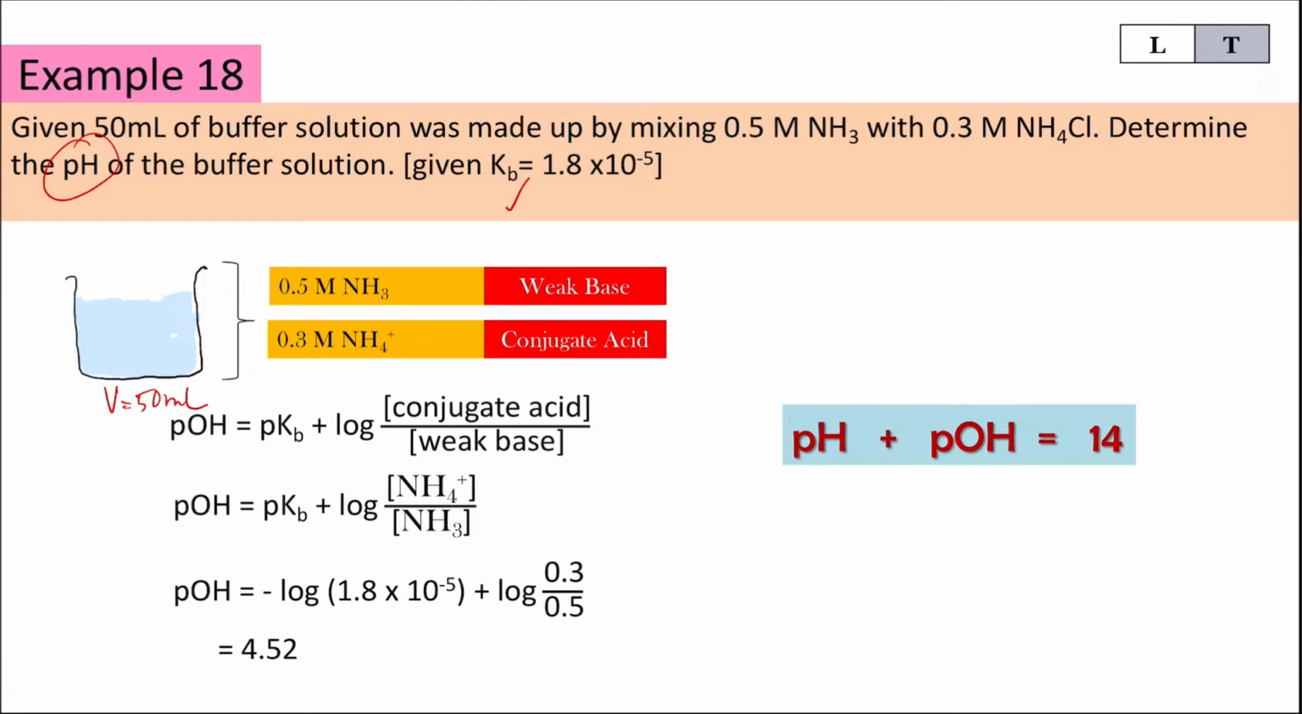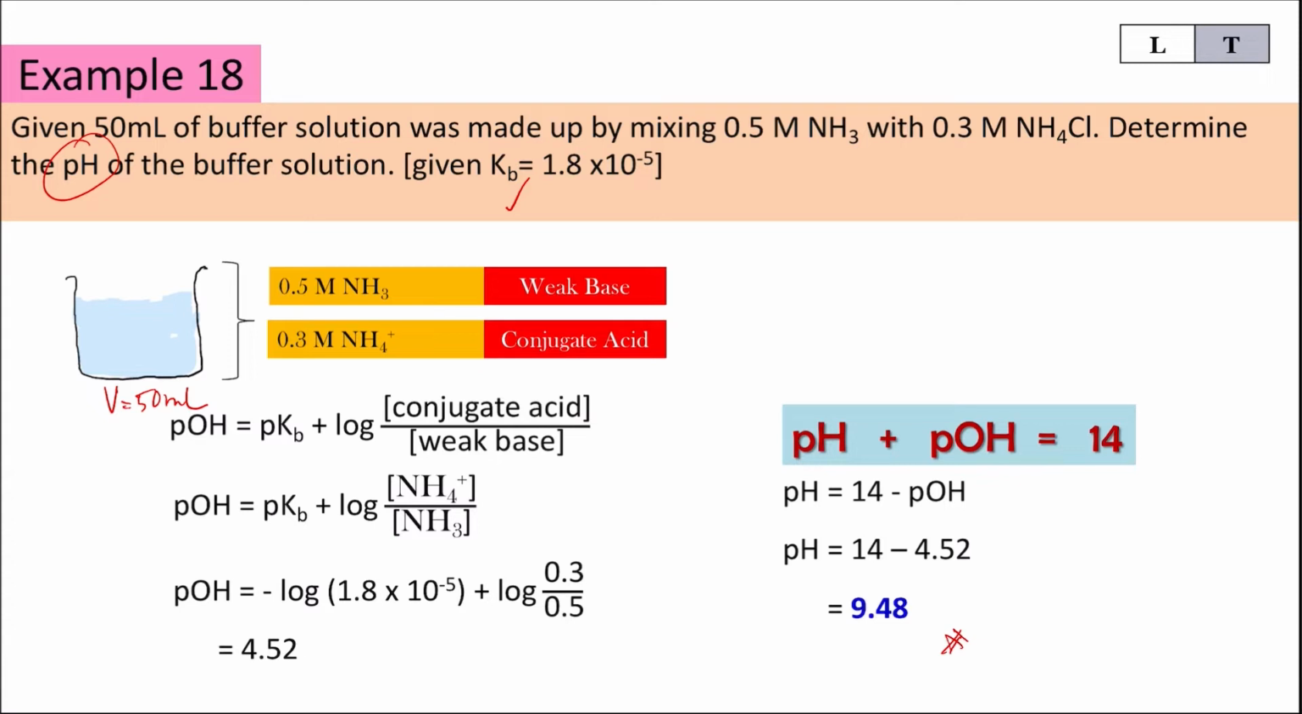Memandangkan soalan minta pH, awak kena calculate pH based on POH. That is why we are going to use this formula. So pH equals to 14 minus POH kita. So you will have the final value for pH is 9.48. This is a good value because this is basic buffer solution. So pH awak mesti more than 7 untuk basic solution.